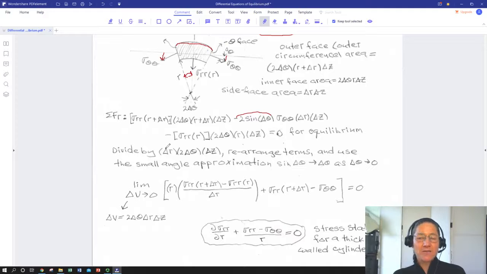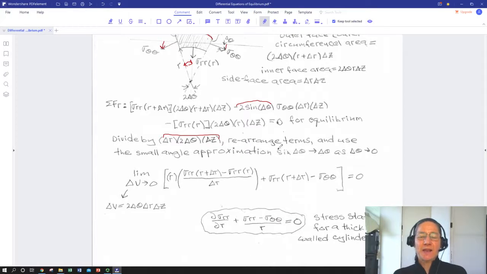We're going to divide by the volume of this little element, which is delta r, 2 delta theta delta z, kind of an average volume element. Divide that out of everything. We're going to rearrange terms, and because we're talking about an infinitesimally small element, we've got really small angles, so we're going to use the small angle approximation that at really small arguments, sine theta is approximately equal to theta. So this ends up being just a delta theta in the sine term.